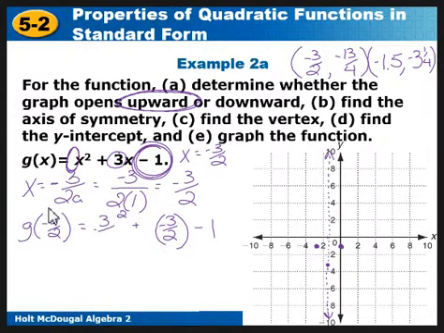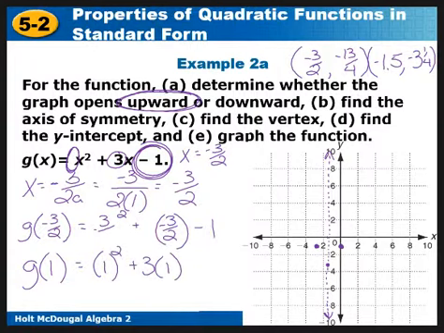So what I'm going to do is fill positive 1 in, just because it's an easy number to work with. So 1 squared plus 3 times 1 minus 1. 1 squared is 1, plus 3, minus 1. So I'm going to end up with 3. So I filled in 1, I got 3, so I'd be up here. Mirror that across, somewhere right about in here, and you get a pretty good idea of what your parabola is supposed to look like.